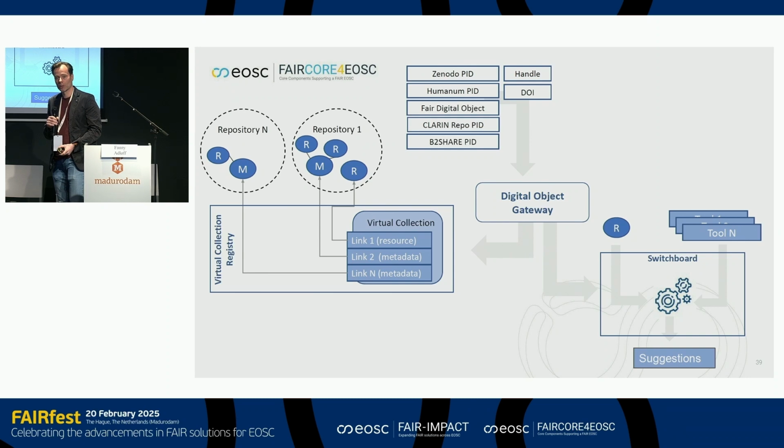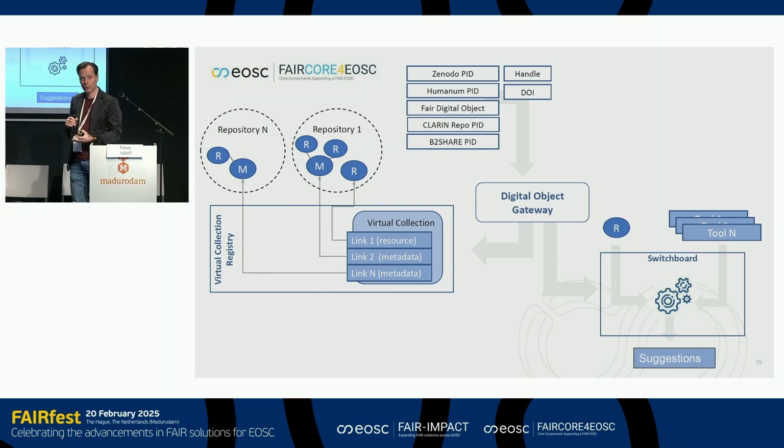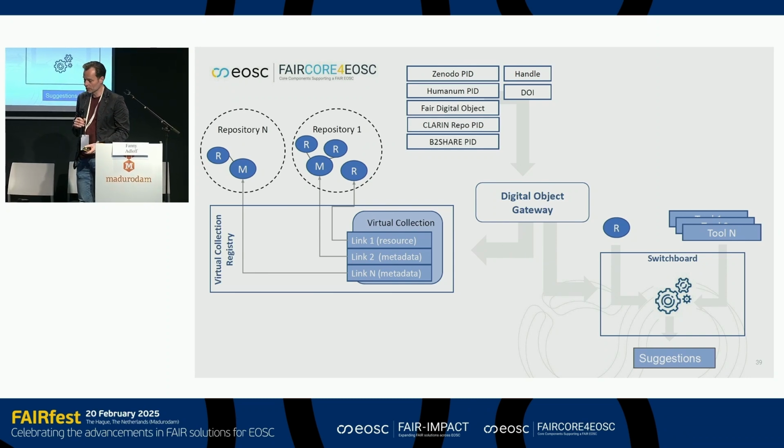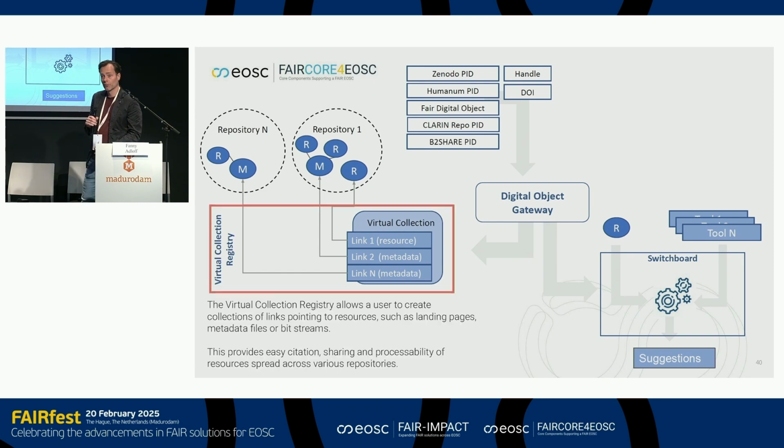I will briefly start with a little bit of context into the relevant services for our infrastructure that we've used in this case study. So there's the virtual collection registry. This is a service where we create virtual collections, bookmarks to resources in repositories, across repositories. And we try to make these collections citable. So we assign a DOI to this collection to promote its reusability.